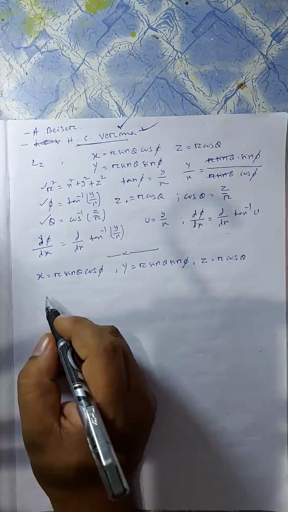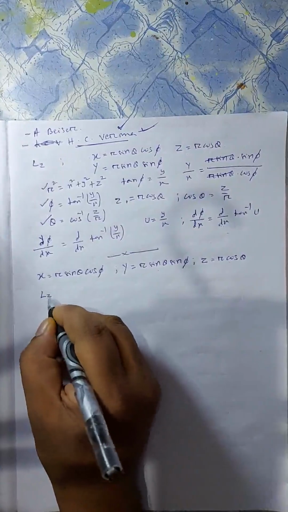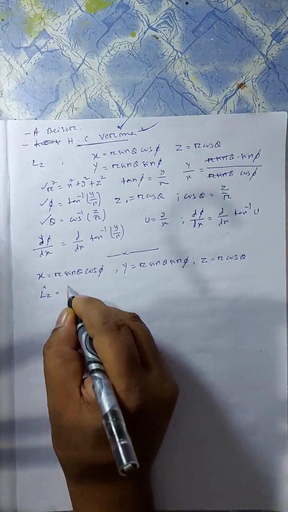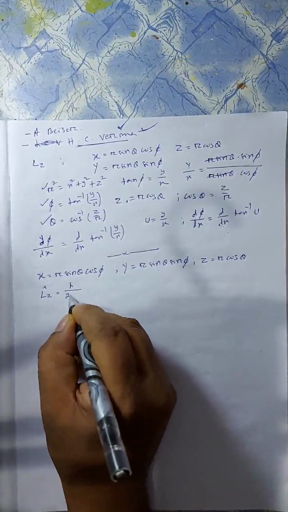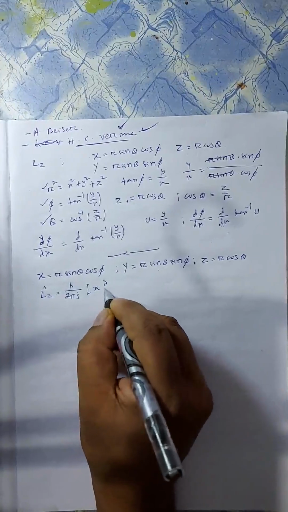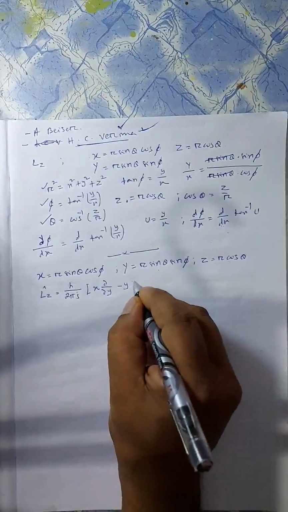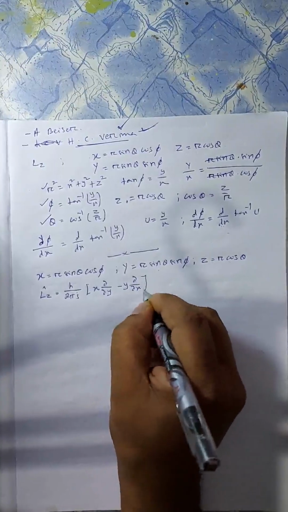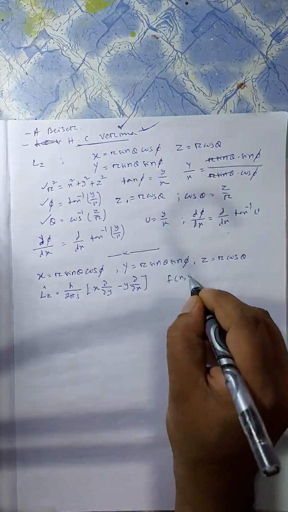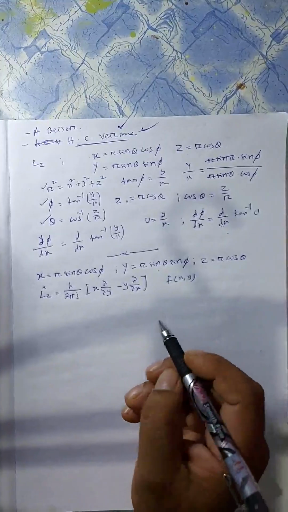So our aim is what? Our aim is to prove that Lz cap is equal to h by 2 pi i, whole bracket, x del by del y minus y del by del x. That means we have to take functions of x and y, because everything is in terms of x and y.